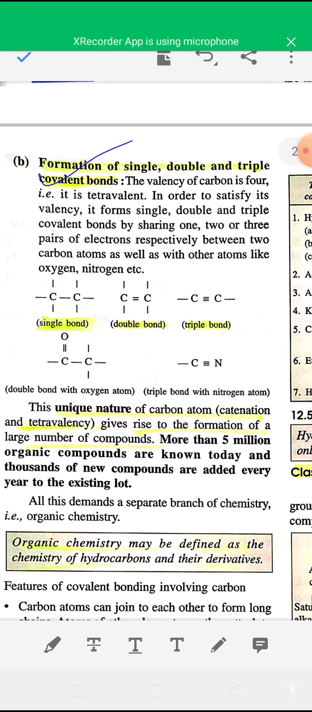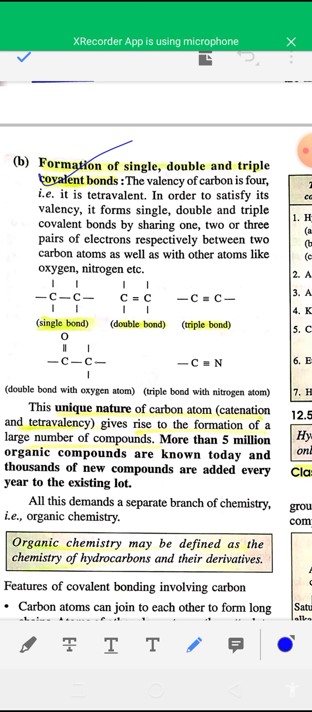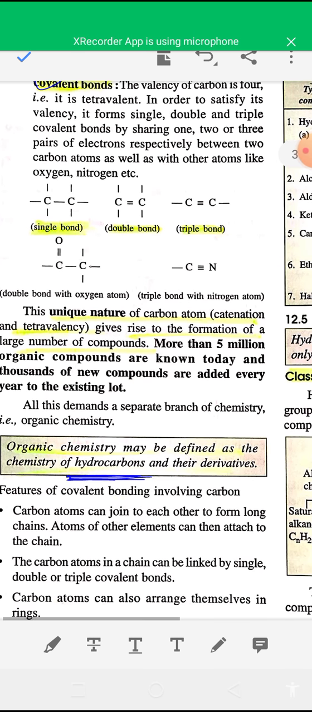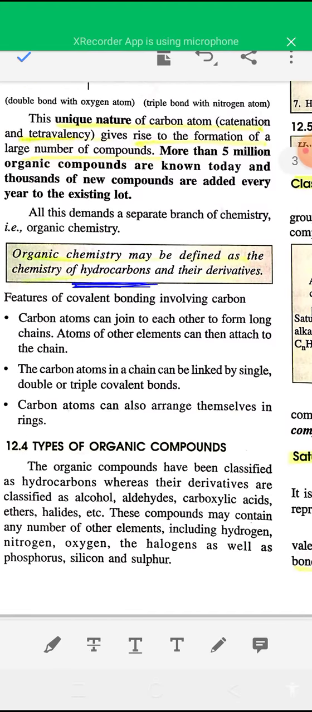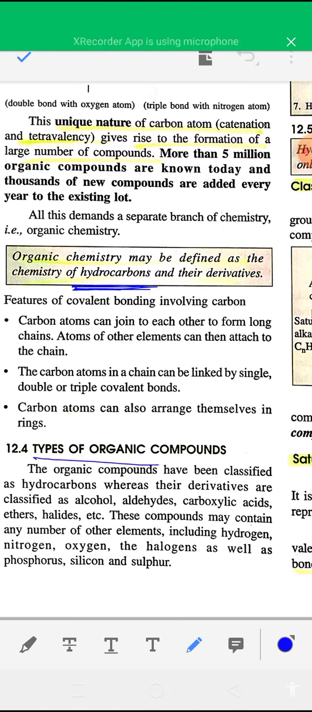So organic chemistry may be defined as the chemistry of hydrocarbons and their derivatives. What are hydrocarbons? Compounds of carbon and hydrogen are known as hydrocarbons. Organic chemistry may be defined as the chemistry of hydrocarbons and their derivatives. Now see types of organic compounds.